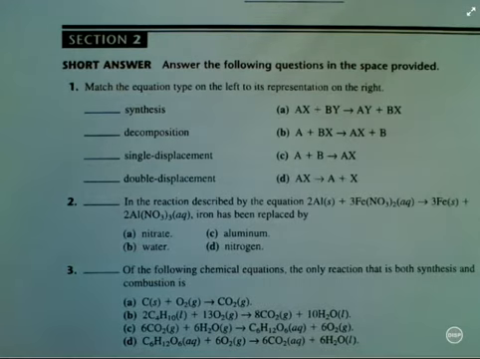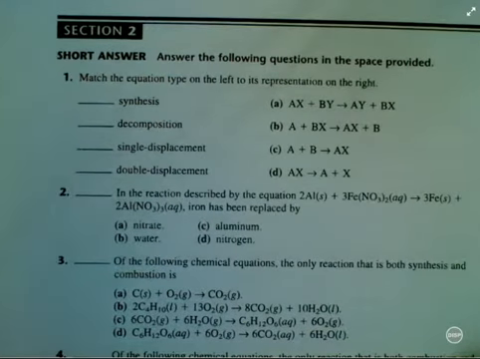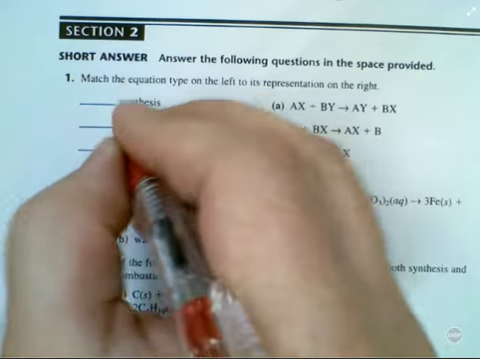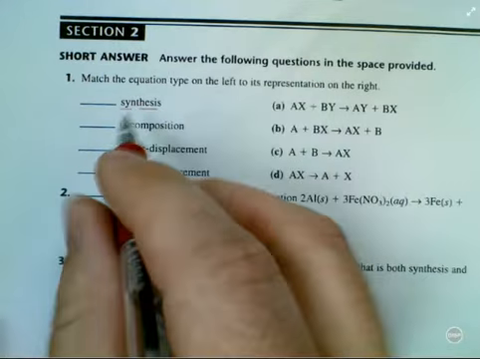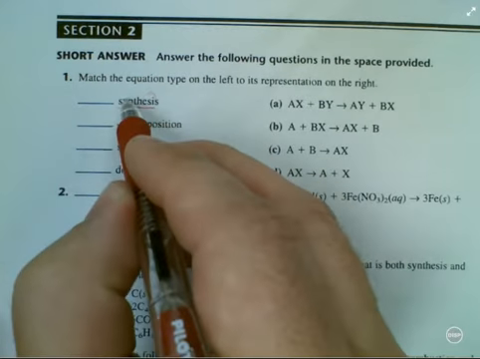All right, chemistry, let's look at the worksheet for Chapter 8, Section 2, starting with number 1. Match the equation type on the left to its representation on the right. Okay, so synthesis, again, synthesis, we're bringing two things together.